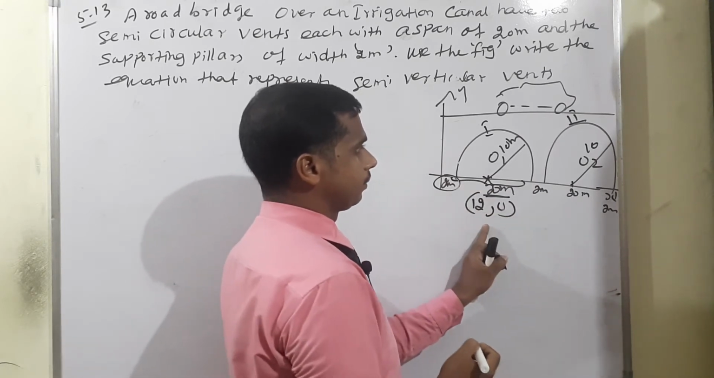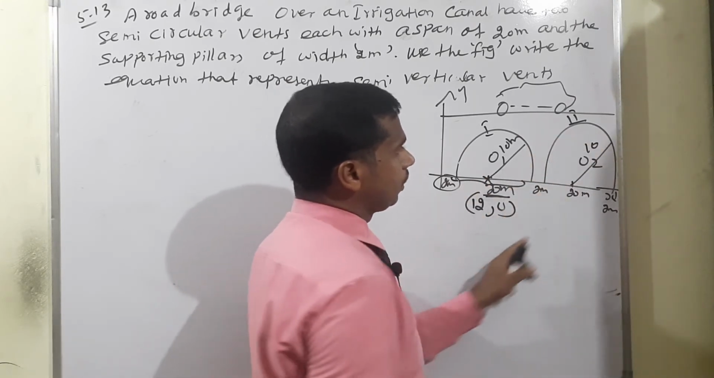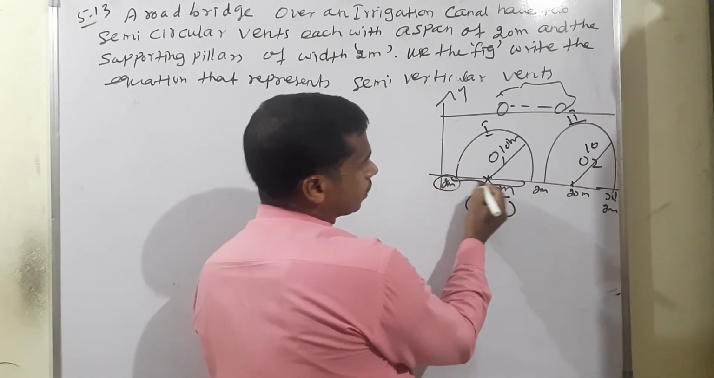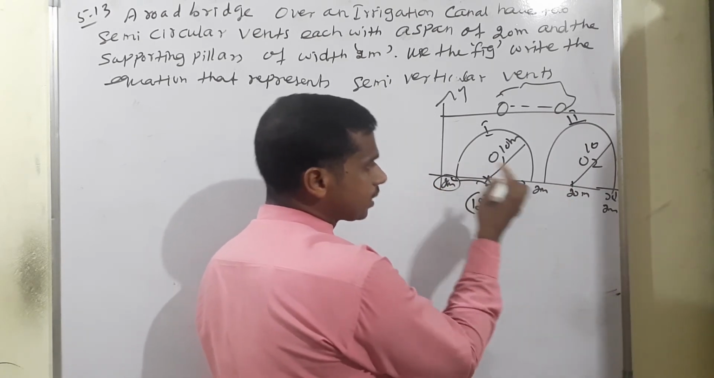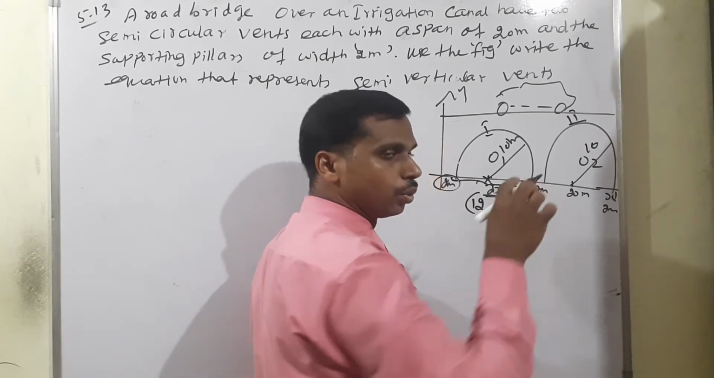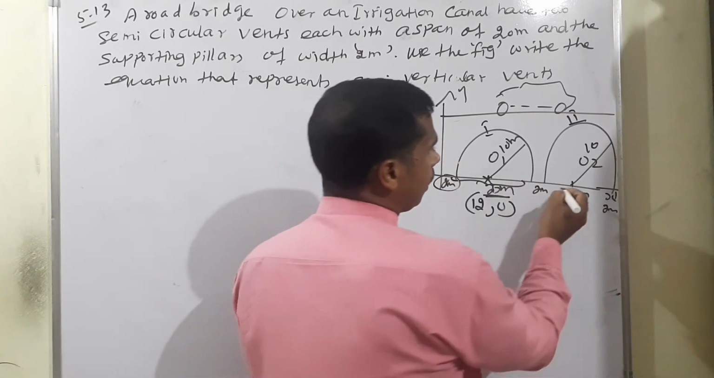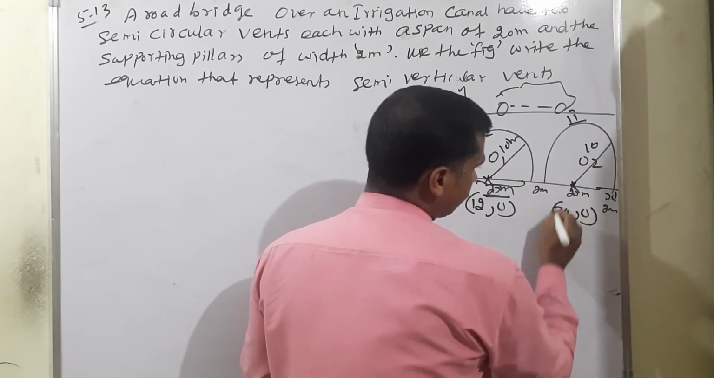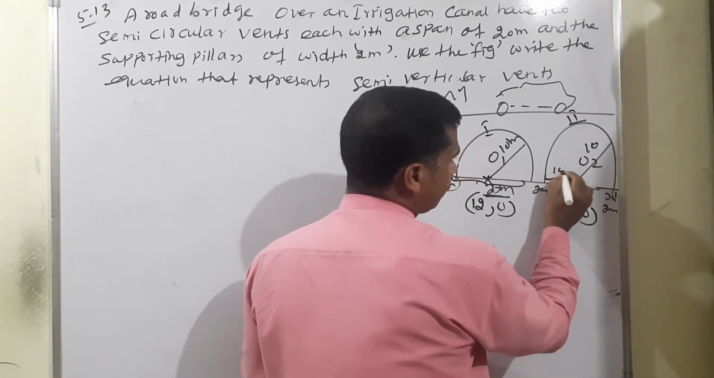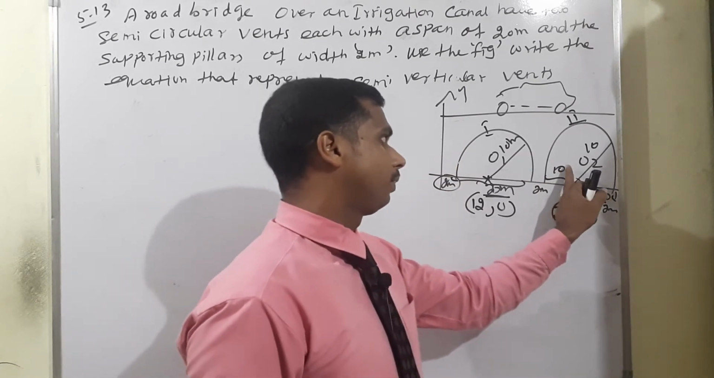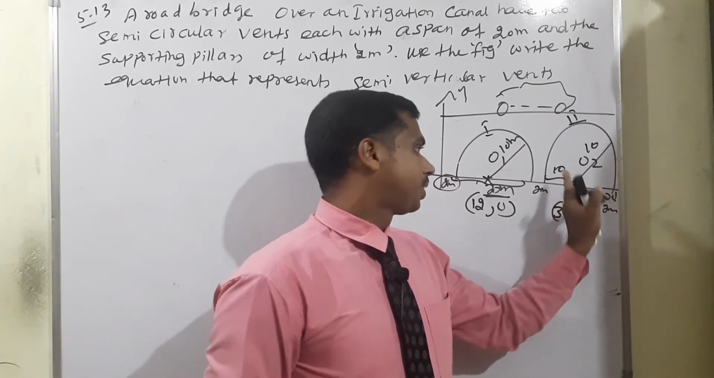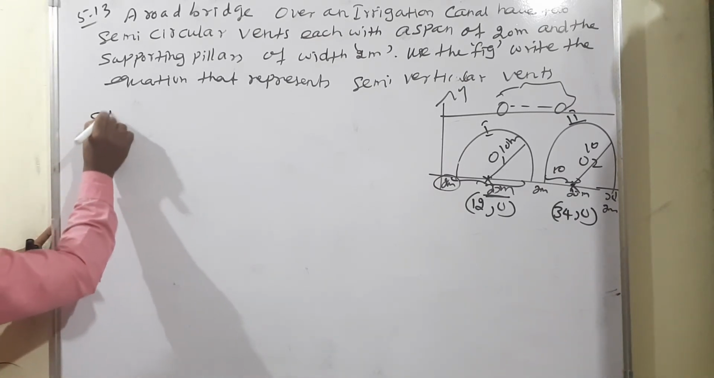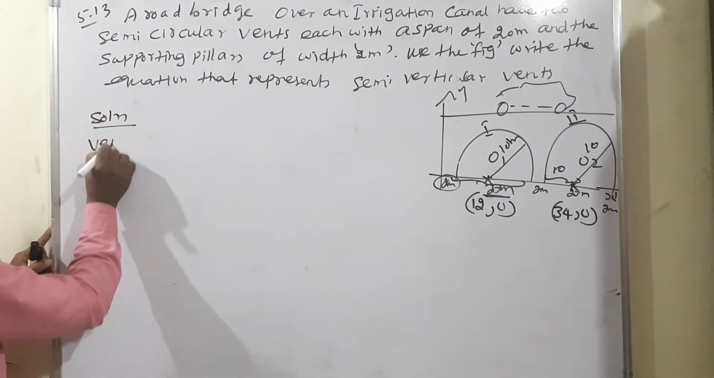The first vent. For the second vent, look here: starting with the 2, this is total 20. So 20 plus 2 means 22. Again the next 2 is there, so 22 plus 2 means 24. For the next vent, the center is 34 comma 0, because the second vent's radius is also 10. Diameter 20 means the radius is 10. So 34 comma 0.